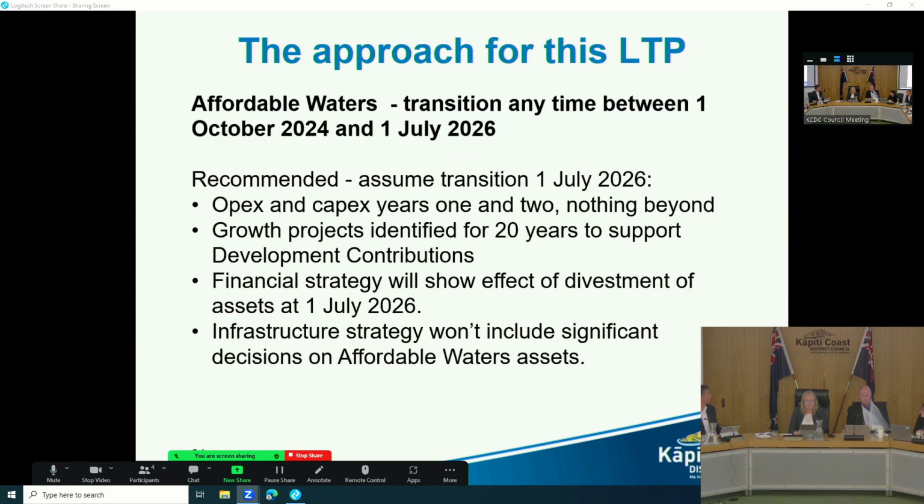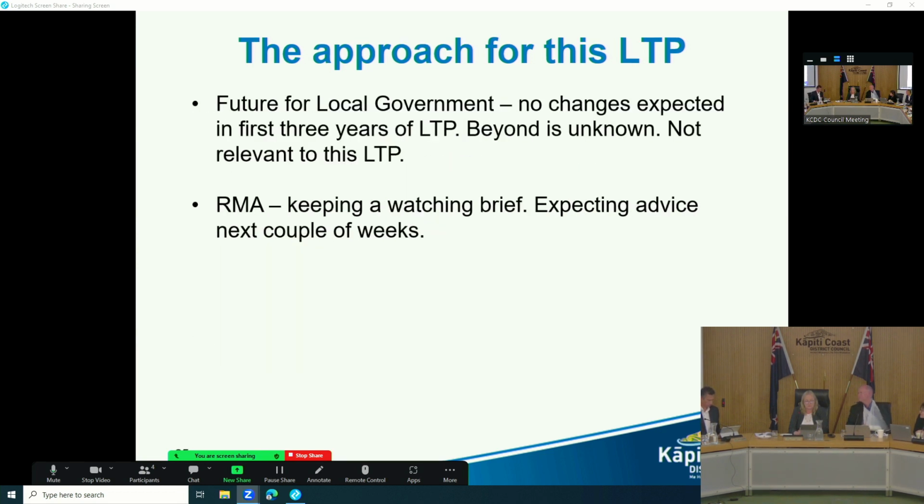I just went back, sorry. Future for local government, like I said before, that's unknown, so we'll ignore that for now. And the RMA will keep a watching brief. I hope to know next week what that's going to be.